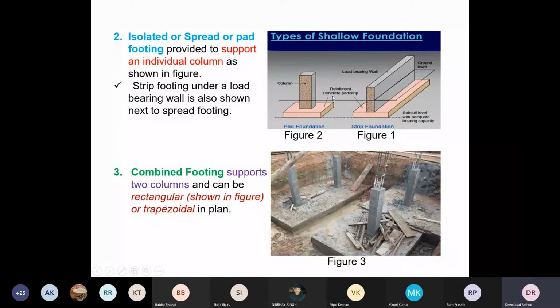Suppose the footings are very near to this isolated footing, or this footing bears more load, or to avoid the differential settlement, what generally we do is we combine those footings. That is called the combined footing. Okay. So combined footing supports two columns and can be rectangular, or can be trapezoidal shape also.